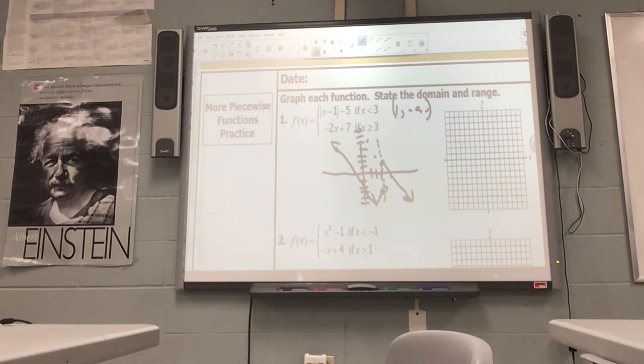Okay, so domain, this one's gonna go to the right forever. This one's gonna go to the left forever. So the only point in question is the one on our boundary line, and yeah, the line touches it, so my domain on this one would be all real numbers. Okay, range, this one's gonna go down forever. This one's gonna go up forever. So does it hit everything up and down? Yes. So range is also all real numbers.